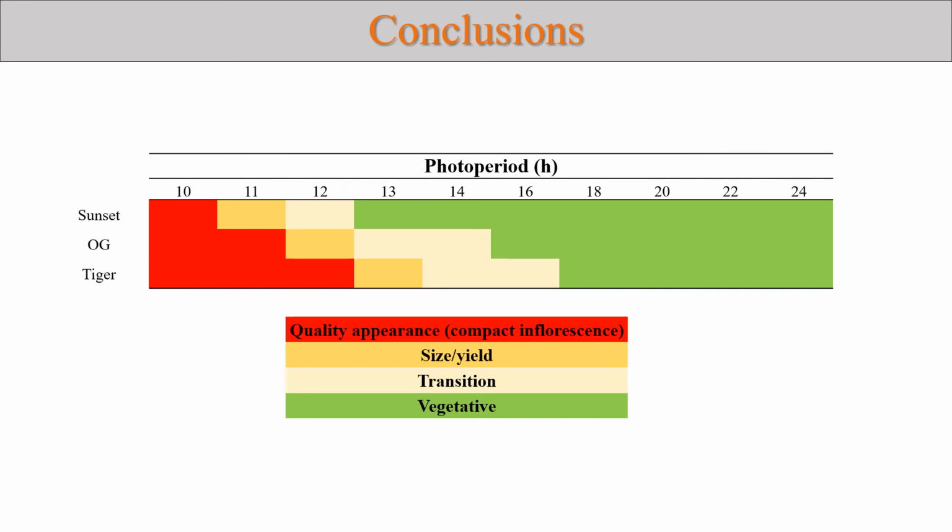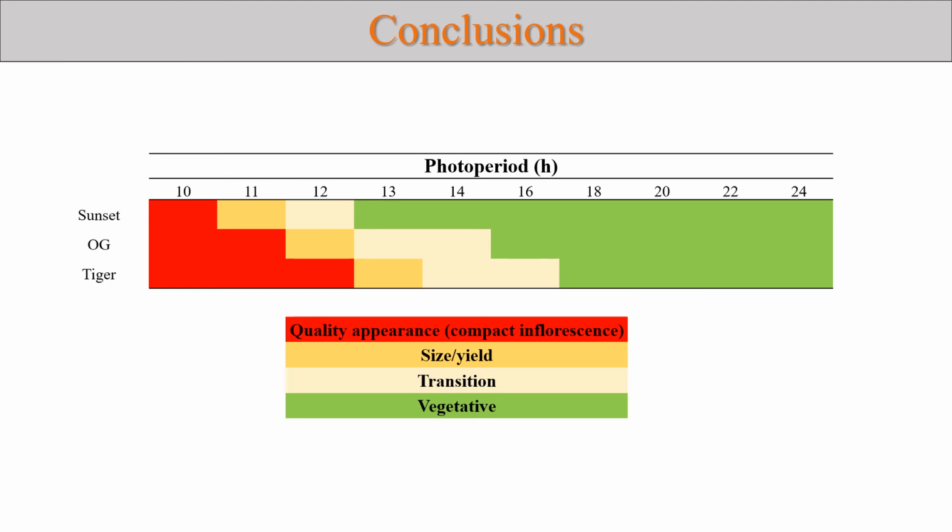What we have here is photoperiod going from 10 to 24 across the top, and Sunset, OG, and Tiger on the left. We've broken the different photoperiod responses that we've observed in this experiment into these different colors. When it comes to flowering, deciding what photoperiod to use depends on what your end goal is. Are you growing plants for smokable product, or are you growing plants for extraction?